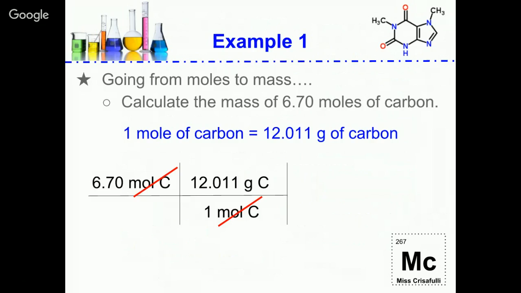When we type this into our calculator, we're going to put 6.70 times 12.011 divided by 1, and that's going to be equal to 80.4 grams of carbon. So our answer for this problem is 80.4 grams of carbon, and that is written in the correct number of significant figures as well.